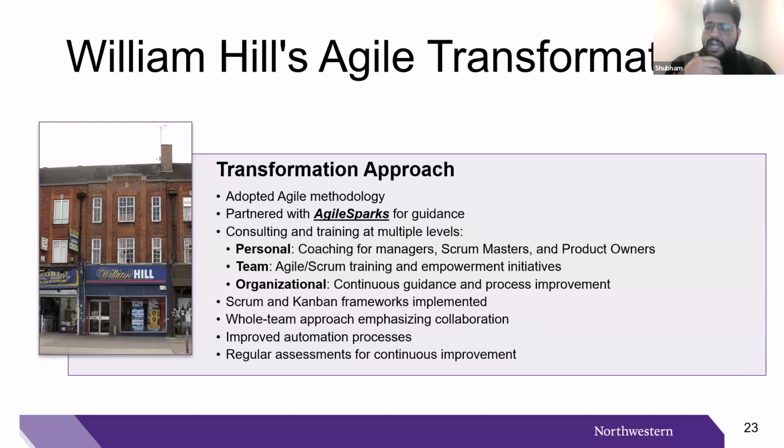Now, how did William Hill want to go through its agile transformation? Again, a legacy company trying to make its mark in a new and upcoming market, which is dominated by up-and-coming young players. How would it adapt to this change? Should it just adopt technology? Well, it actually could have done so, but what it did instead was partner with Agile Sparks for guidance.